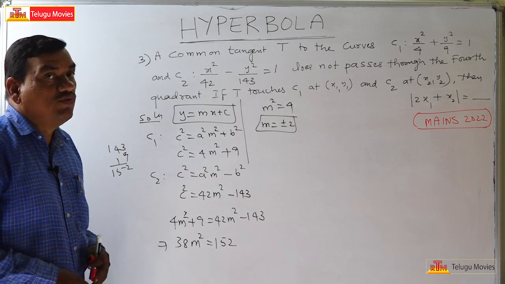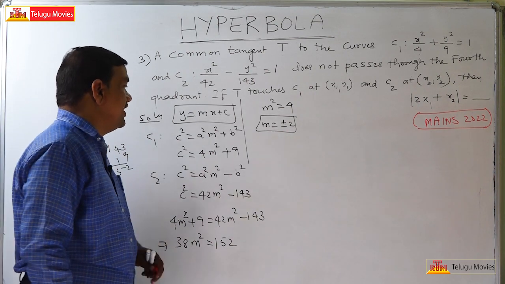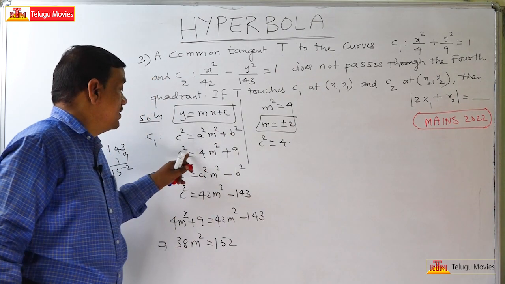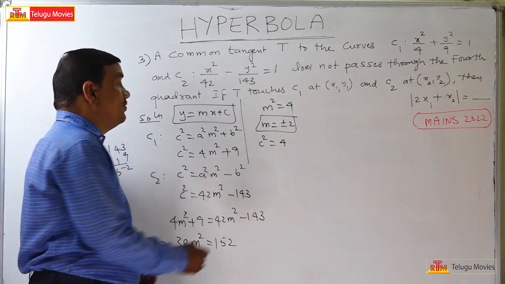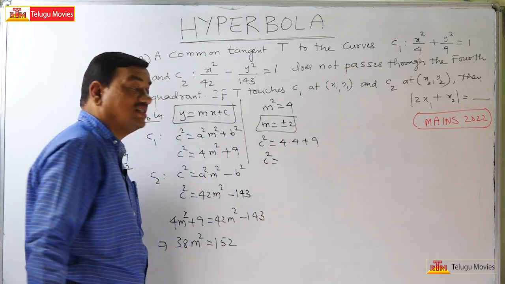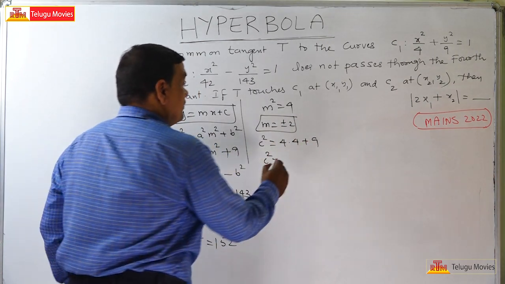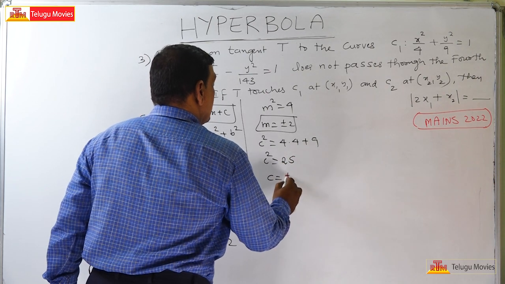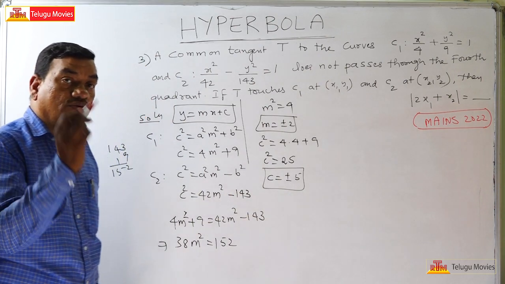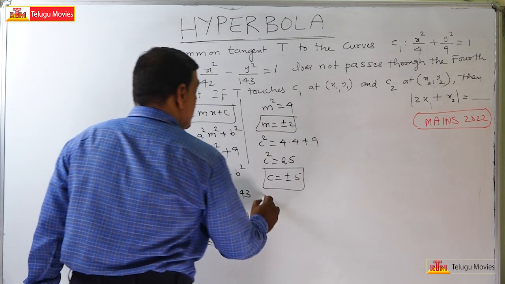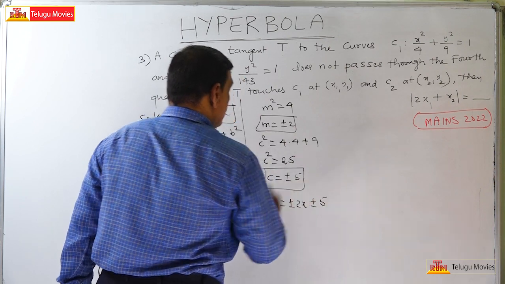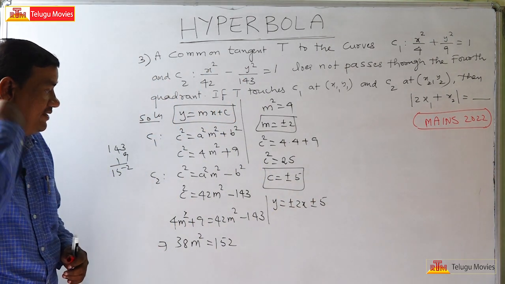So according to that, we can find out c, so let us substitute here. C square is equal to m square value 4 plus 9. So c square is equal to 4 fours are 16, 16 plus 9, 25. So therefore, c is equal to plus or minus 5. So therefore, your equation of the tangent is y is equal to plus or minus 2x plus or minus 5. So y is equal to mx plus c.